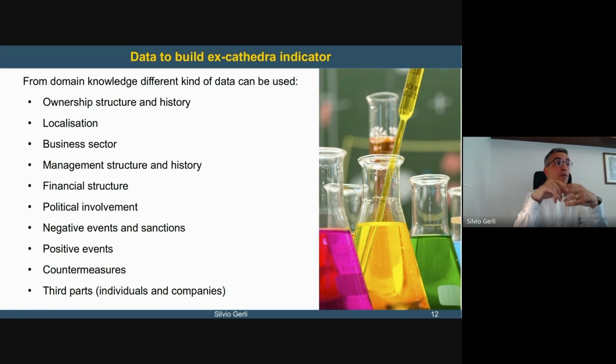Negative events and sanctions: previous crime incidents, adverse media, inclusion in sanction lists, mentions in journalistic investigations. Everything is monitored constantly to create these indicators. Positive events also, why not? Awards and recognition, public initiatives, charity, whatever. This could move the indicator towards positive values. Countermeasures, for instance, anti-mafia whitelist, SOA certification, AGCM legality rating: a lot of information that could contribute to the indicators. And third parties, both individuals, for instance owners, administrators, advisors, members, prosecutors, historic positions, mayors, auditors, but also companies: controlled companies, controllers, clients, partners, providers, sponsored companies. You can monitor all this to understand the risk, to create a good risk value for the company.